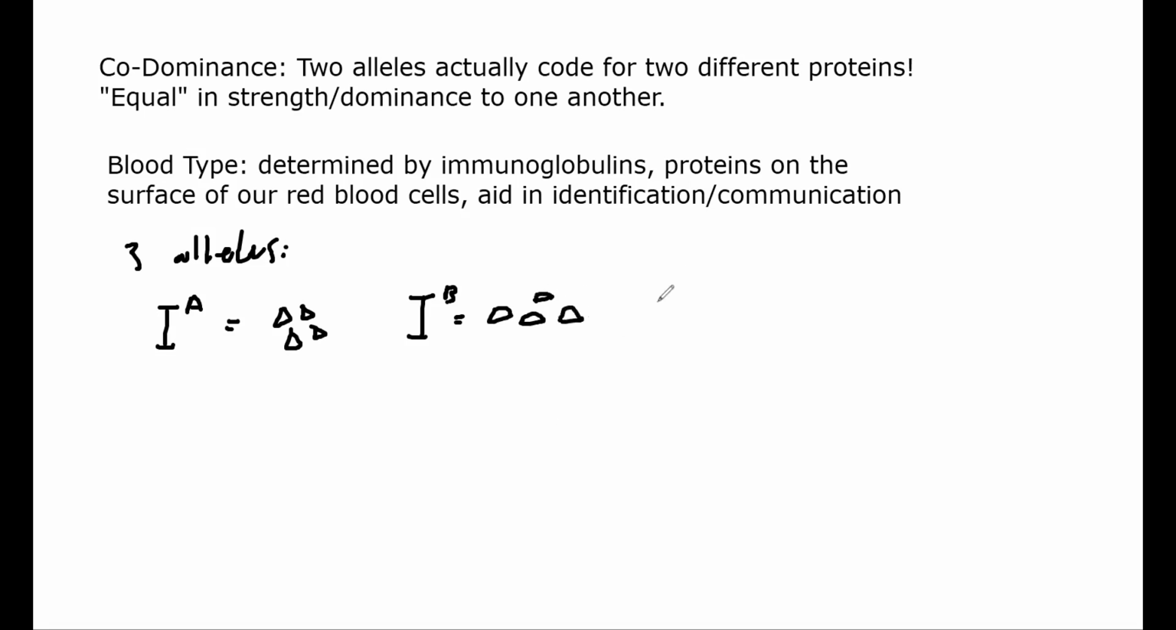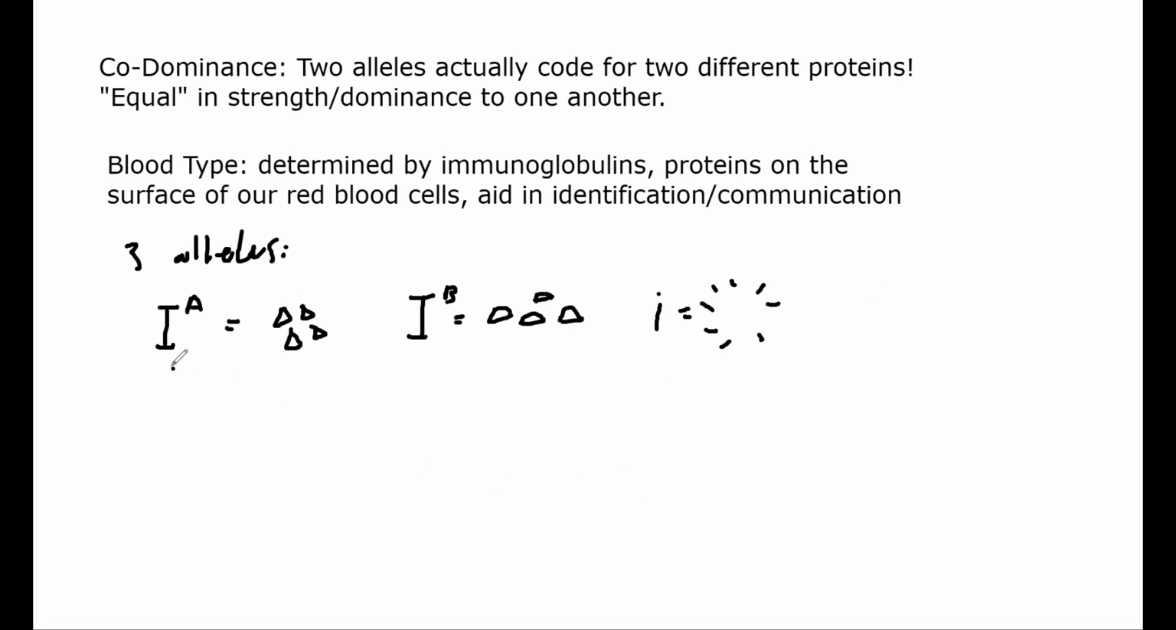And finally, we have lowercase i. Now, notice A and B both have an uppercase. They both code for a protein. But when we use lowercase, what are we talking about? We're talking about complete dominance. And so in complete dominance, this individual doesn't make the spikes. They don't make the half moons. They make nothing.